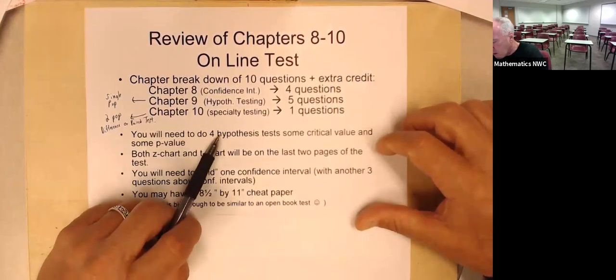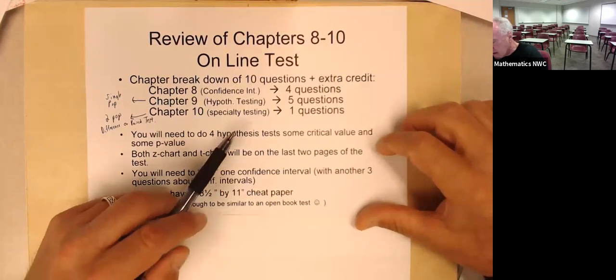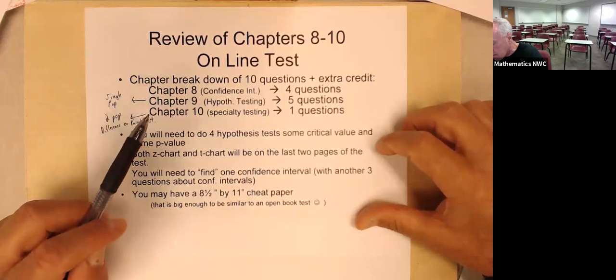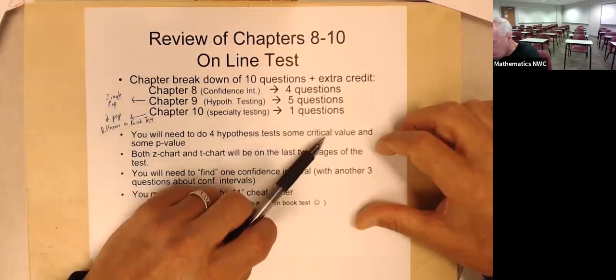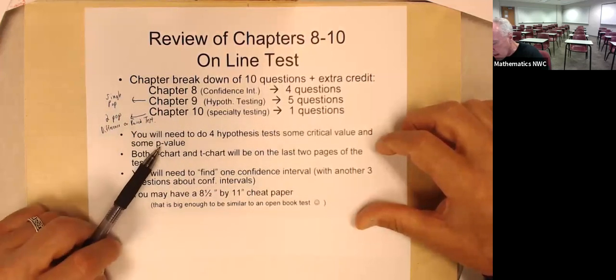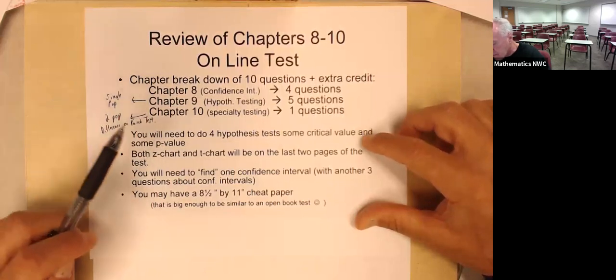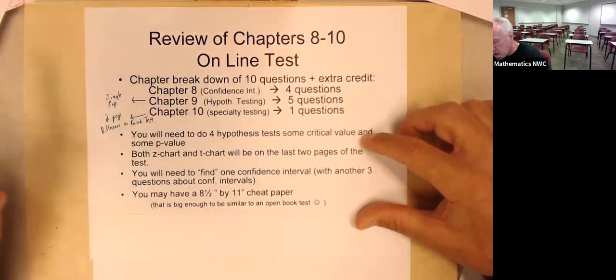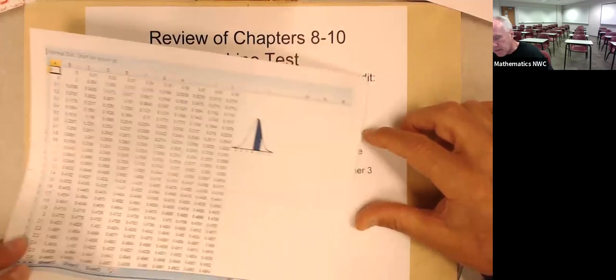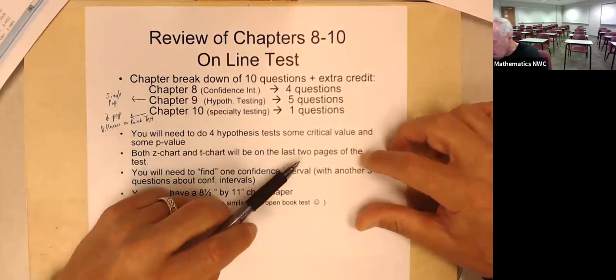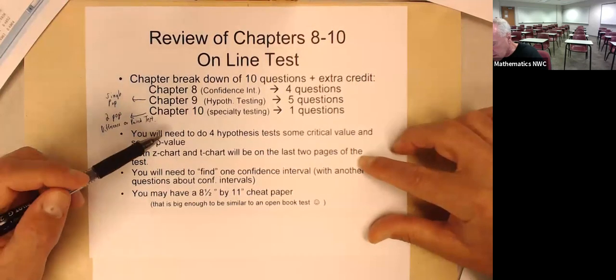You will need to do 4 hypothesis tests. Of these 10, 4 of them you're going to have to write out the entire hypothesis test. That means steps 1, 2, 3, and 4, whatever else might be needed. Okay? Sometimes I'll ask you to do a critical value. Sometimes I'll ask you to do a p-value. If I don't specify, you could do your choice. Both the Z chart, that's of course this one, as well as your T chart, which I don't have a picture of here right now, they're going to be on the last 2 pages of your test.